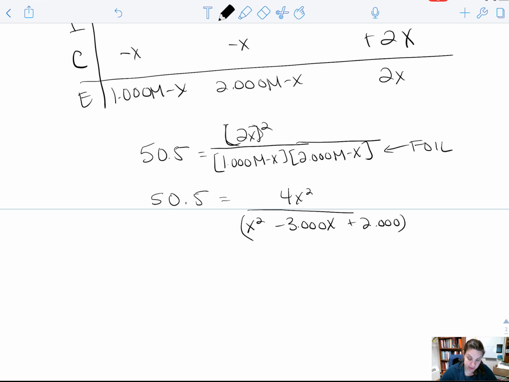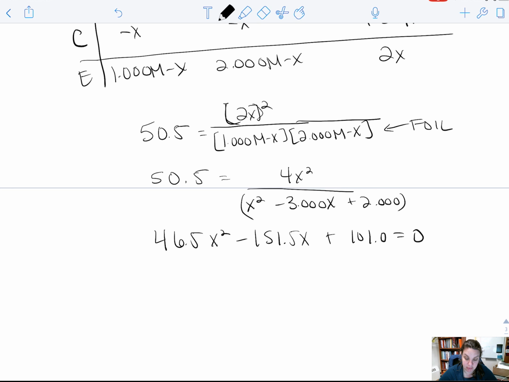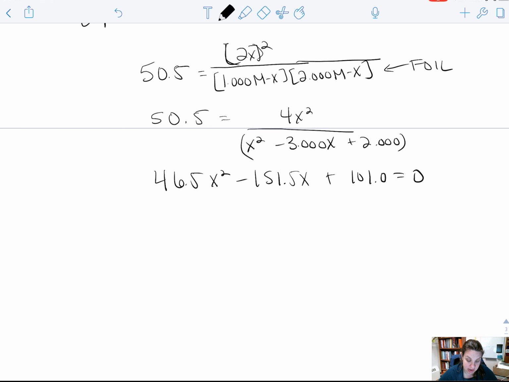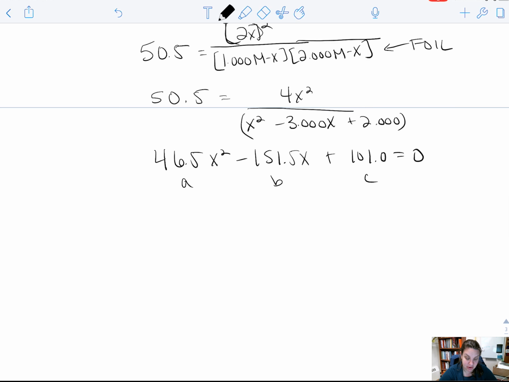Doing some mathematical manipulation, we get 46.5x squared minus 151.5x plus 101.0 equals 0. Okay, so do that math. If you cannot come up with that same math, please let me know. Now, hopefully, you guys also remember how to use the quadratic equation, where we have ax squared plus bx plus c.